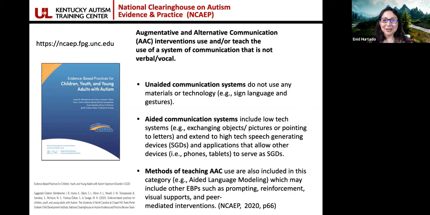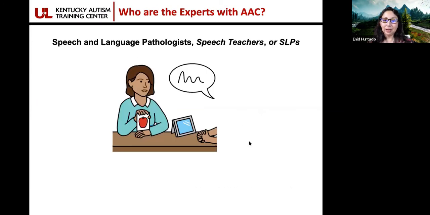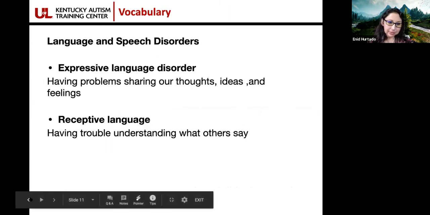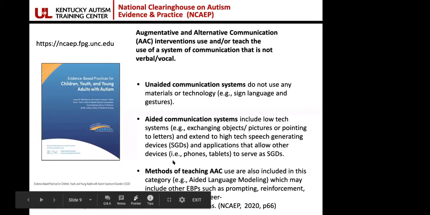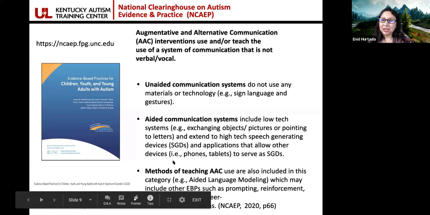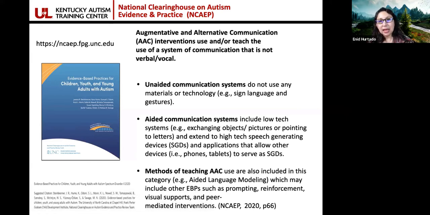I'm not even going to go down the list of all the different companies that have the big devices. Sorry guys, I'm not sure why that keeps clicking. It also represents the methods of teaching AAC. Because remember, these are all evidence-based practices, so they're always going to talk about how you teach them. So we also will go over today aided language modeling. You may also hear it called aided language stimulation.